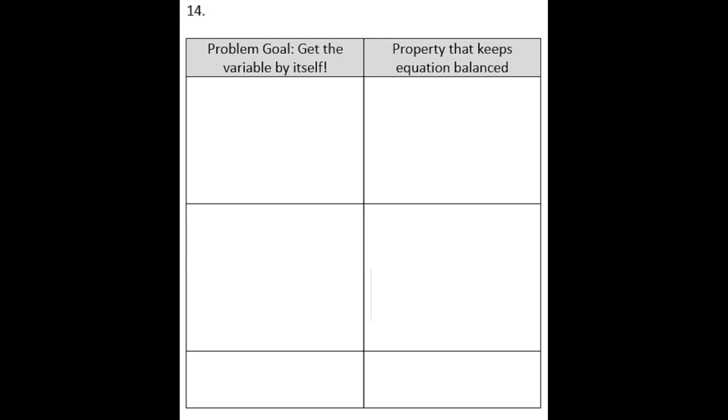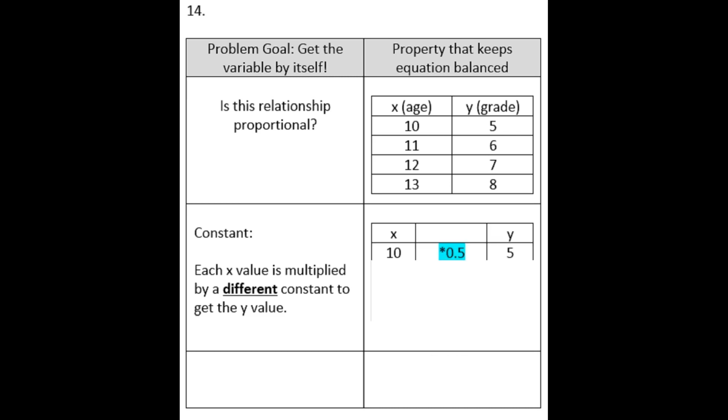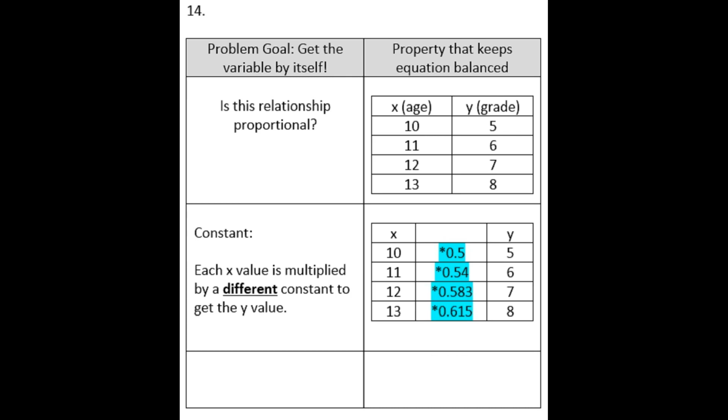All right, going on to number 14, asking the same question. Is this relationship proportional? Here's our x and our y. Our x's are our ages, 10, 11, 12, and 13, and y is grade, 5, 6, 7, and 8. In this case, we multiply 10 by 0.5 and we get 5. Then for 11, we multiply by 0.54 to get 6. For 12, we multiply by 0.583 to get 7. And for 13, we multiply by 0.615 to get 8. No, this is not direct variation because we change what we multiply each of our x values by to get our y's. Now we're going on to number 15.